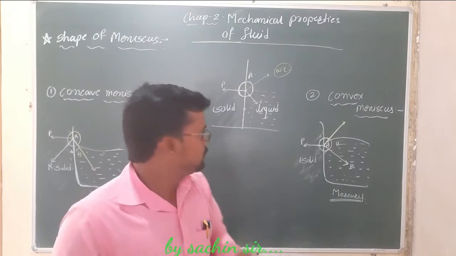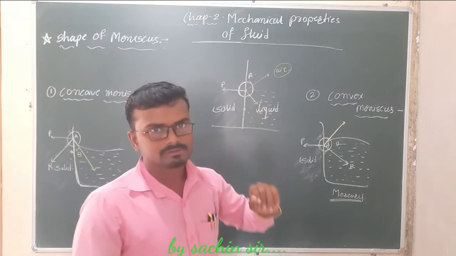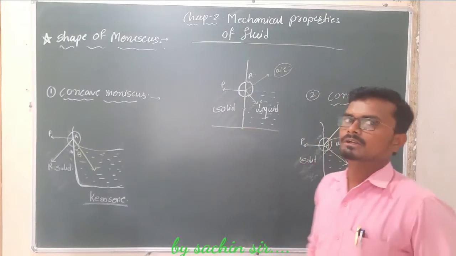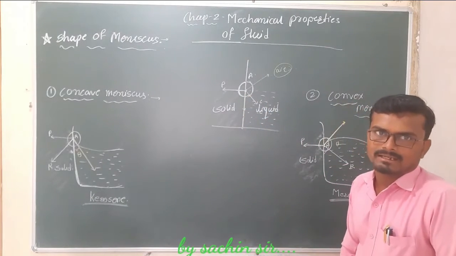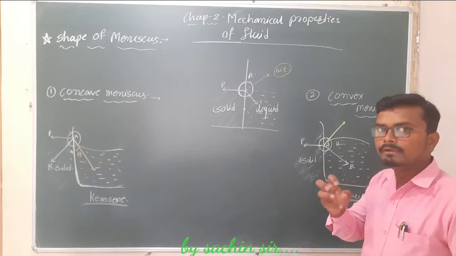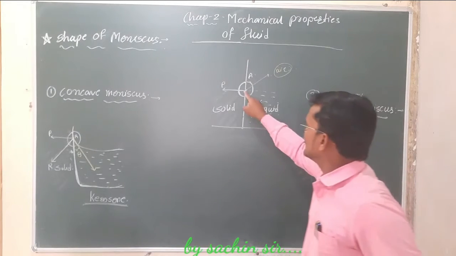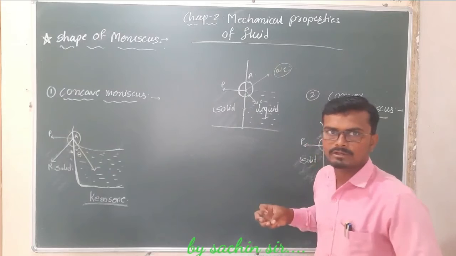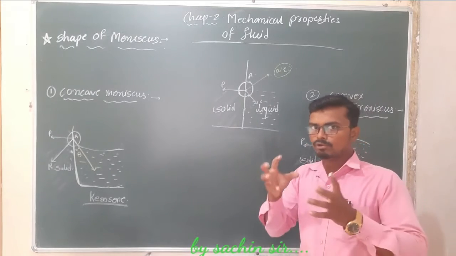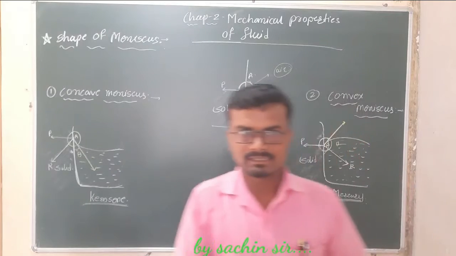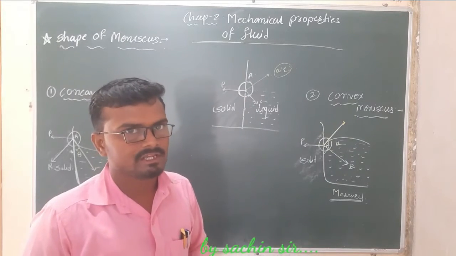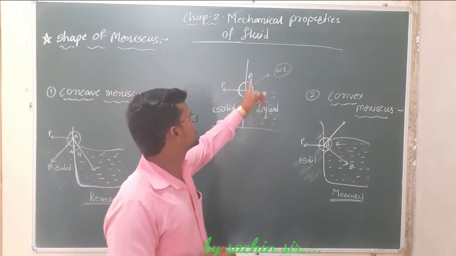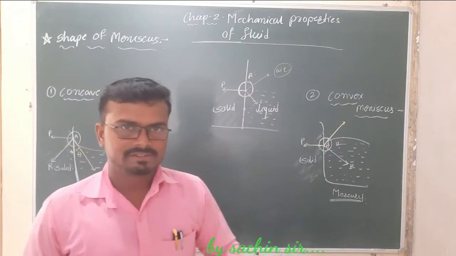The fourth force is a cohesive force, which is represented by AC bar, and that cohesive force is between the liquid molecules, molecule A of the liquid and the other molecules. Between them there is a force of attraction, and that force of attraction is nothing but the cohesive force between the liquid molecules, represented by AC bar.